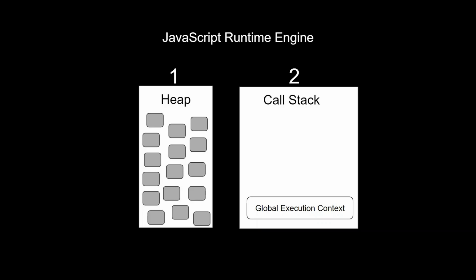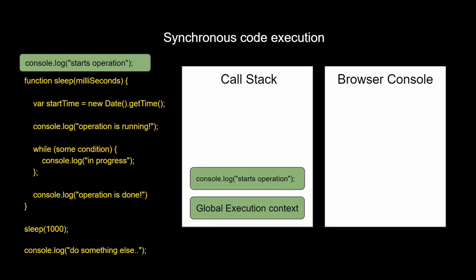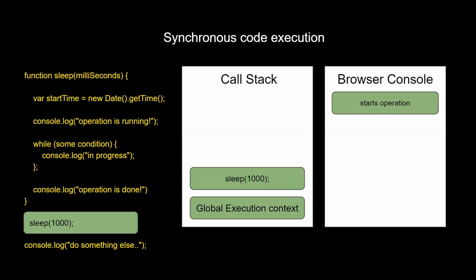In the call stack, you will see that there will be a global execution context, which you can say is like a main method. And we are going to take the same example which we saw in our Visual Studio Code. You can see that we have the same example here, and the code execution will happen line by line, starting from the first console log, which is the start operation. The start operation is now coming into the call stack, and once it gets executed, we are going to see it on the console browser.